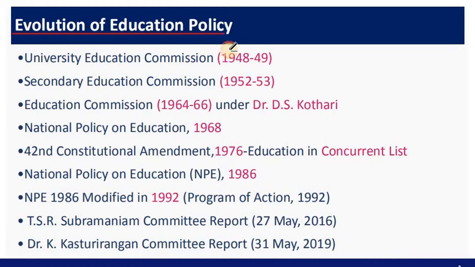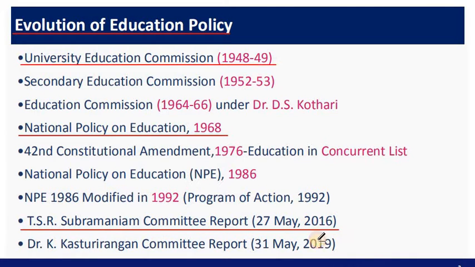The evolution of educational policy. University Education Commission 1948 to 1949, Secondary Education Commission, Education Commission 1964-66 under Dr. D.S. Kothari, National Education Policy of 1968, 42nd Constitutional Amendment 1976, Education in Concurrent List, National Policy on Education NPE 1986, NPE modified in 1992, Programs of Action 1992, TSR Subramanian Committee Report 27th May 2016 and Dr. K. Kasturirangan Committee Report 31st May 2019.